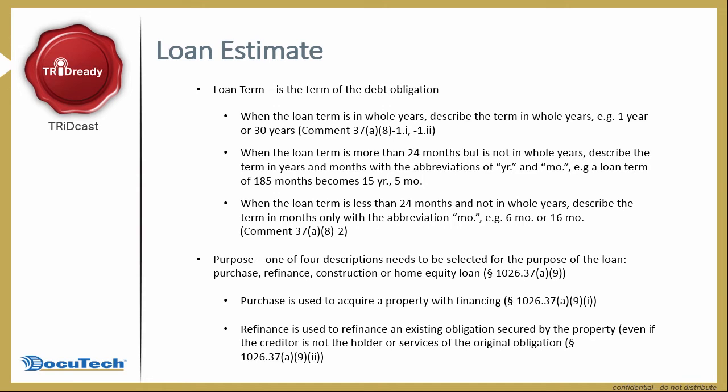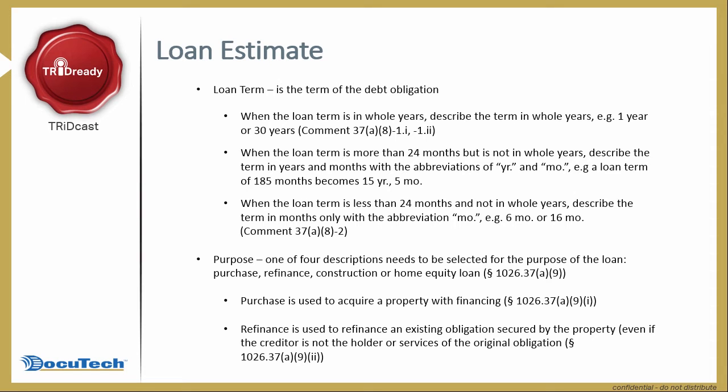Another situation to look at is when the loan term is less than 24 months, but it's not in whole years. So in those circumstances, you're going to describe it in months with the abbreviation MO period. So it would be 6 months, 6 MO period, or 16 months, 16 MO period.